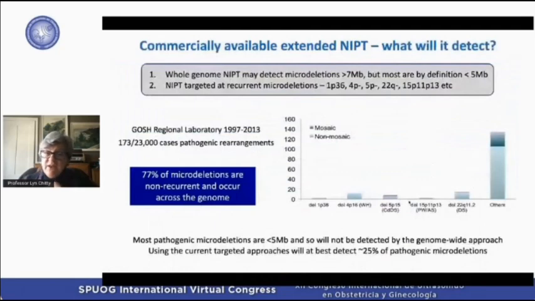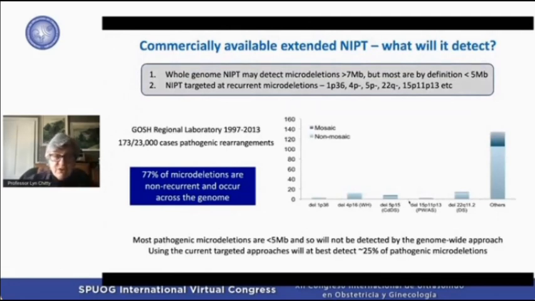So what will the commercially available extended or expanded NIPT detect? So there are two sorts of expanded NIPT. One is the whole genome sequencing approach, and they may detect microdeletions, usually above 7 megabases. But remember that most microdeletions are less than 5 megabases, so a 7 megabase platform is unlikely to detect these. And a number of other NIPT platforms are targeted, and they're targeted at the recurrent microdeletions, the microdeletions we've just talked about, 4p minus, 5p minus, 22q minus.